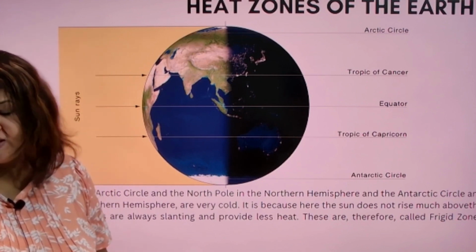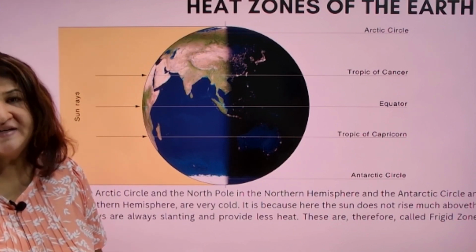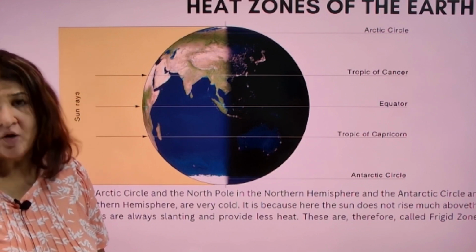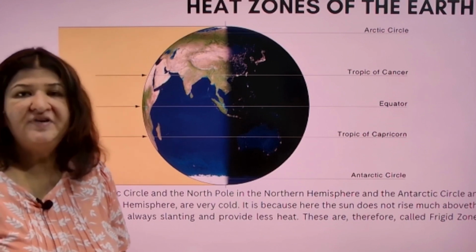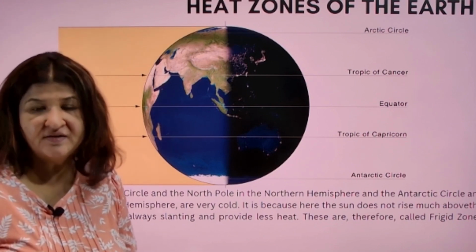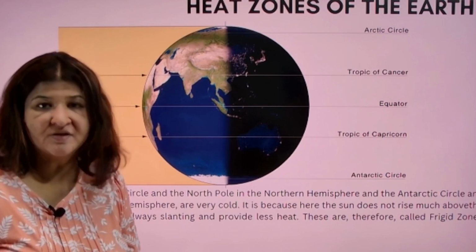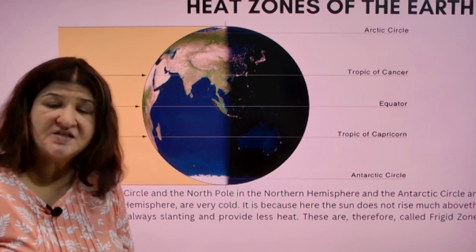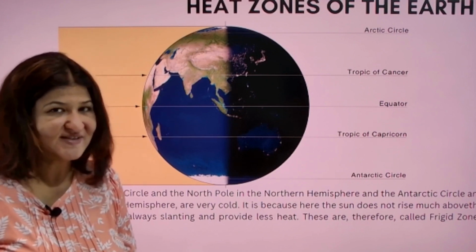So this way, what happens? We are able to identify and distinguish the world on climatic conditions. On the basis of climatic conditions, we can largely divide the earth, which helps us to understand the climate conditions of a given place, just if we know the latitude. All right, interesting, isn't it?